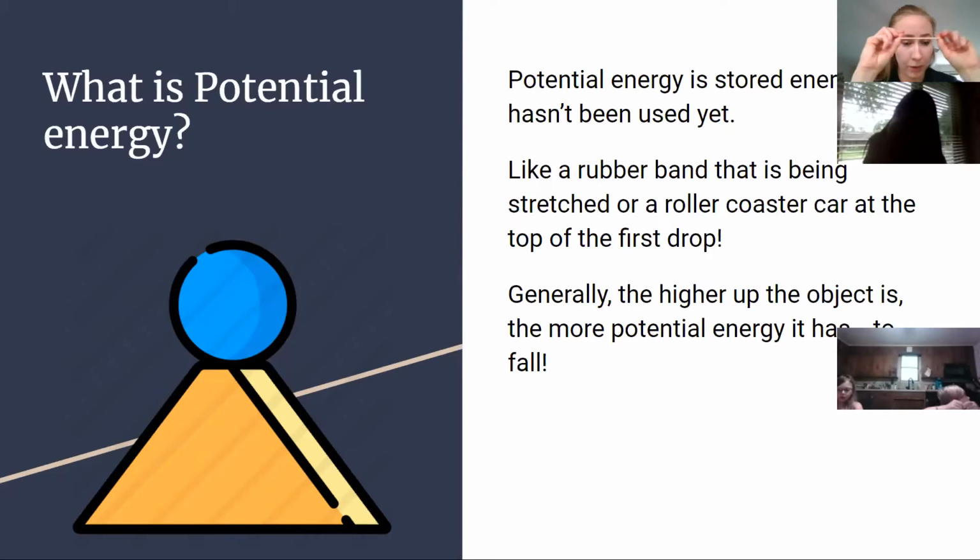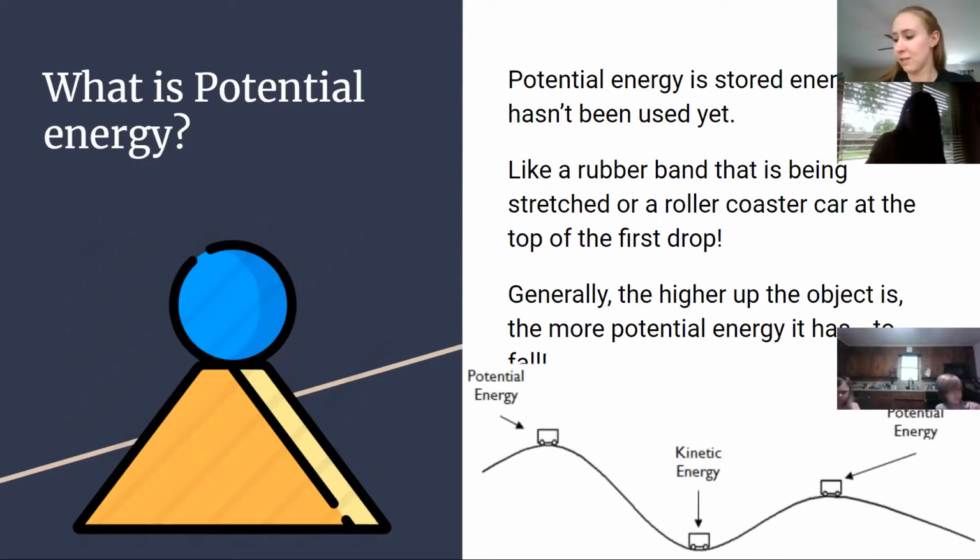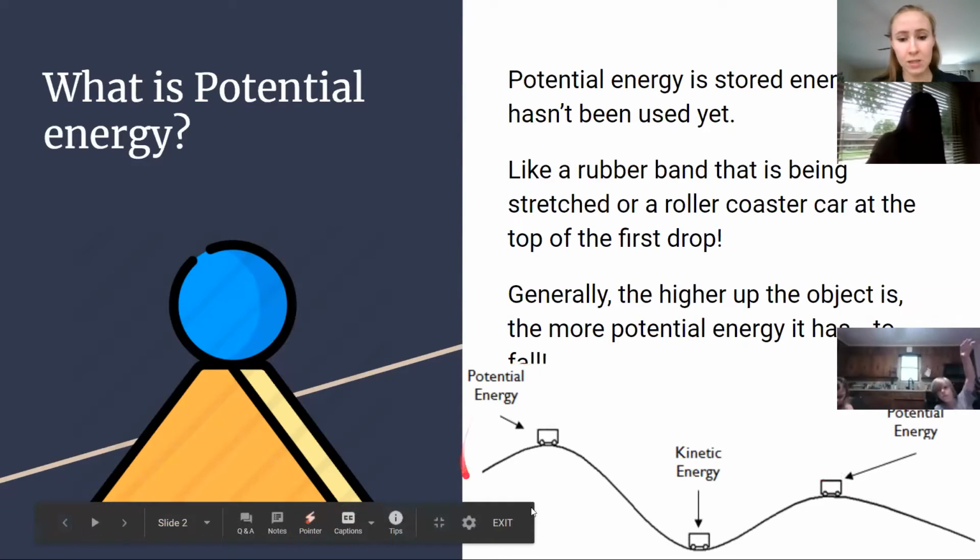Okay, anyway, we have our rubber band, right? That's potential energy. And when we talk about something sitting at the top of a hill, or something that's up in the air, this cup has a lot of potential energy because it could potentially fall. The higher something is, the more potential energy it has. Okay. So then I have this picture for you that you can see. This car right here, if it was on a roller coaster, the one at the top of the hill, has potential energy. When it falls down the hill, it has what we're going to call kinetic energy.